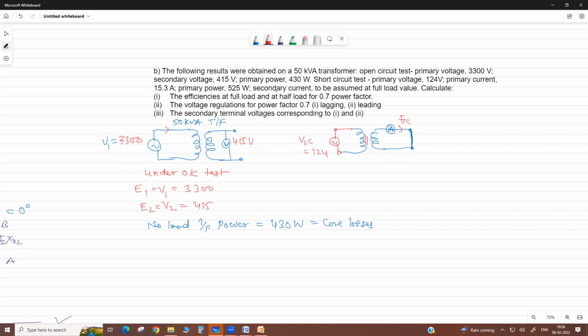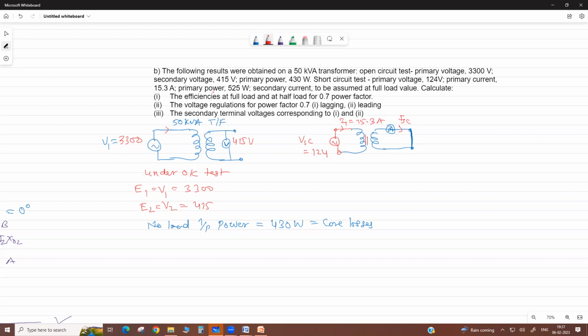Then how much voltage is applied? It is applied so that the primary current will flow. This is the transformer primary power and primary current. The current is the full load current, 15.3 ampere under short circuit. Okay.